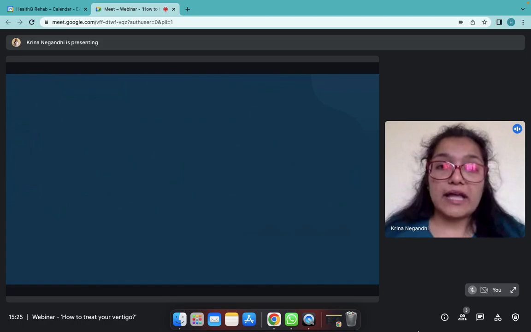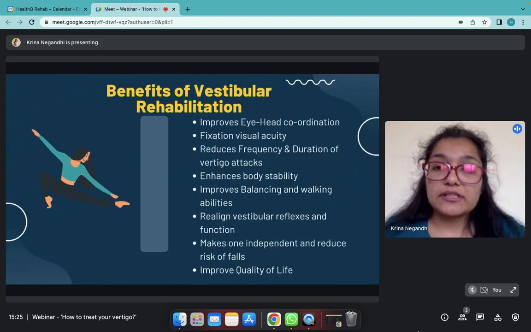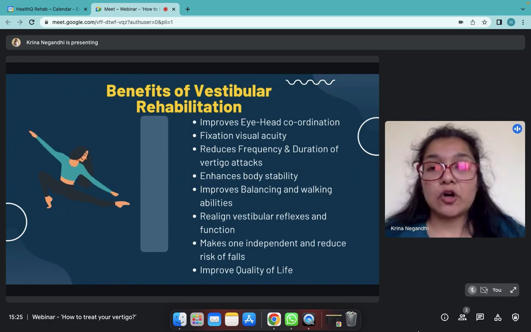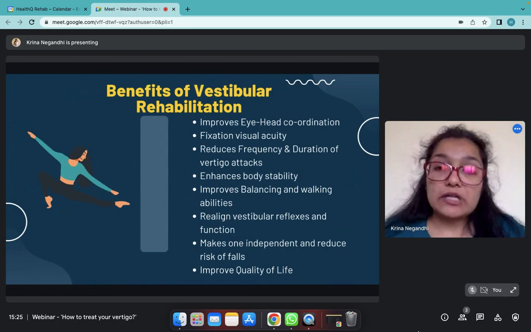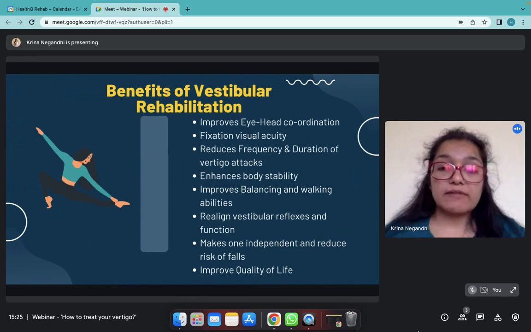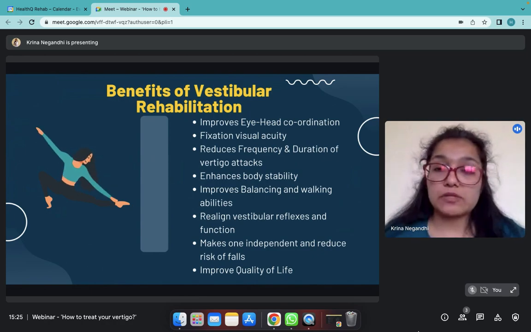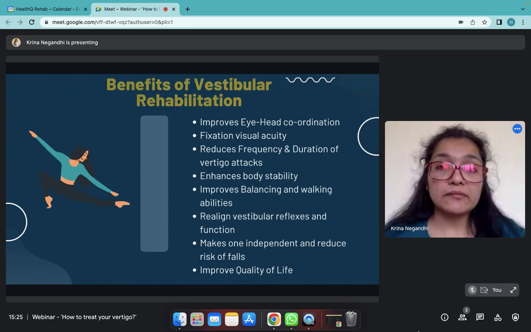What are the benefits? What can be done with the help of vestibular rehabilitation? Yes, first and foremost, improvement in eye-head coordination fixes the visual pathways. It reduces the frequency and attacks of vertigo. It enhances body stability, improves balance and walking abilities, reduces the risk of falls, improves vestibular function, and hence makes the patient independent and improves quality of life.